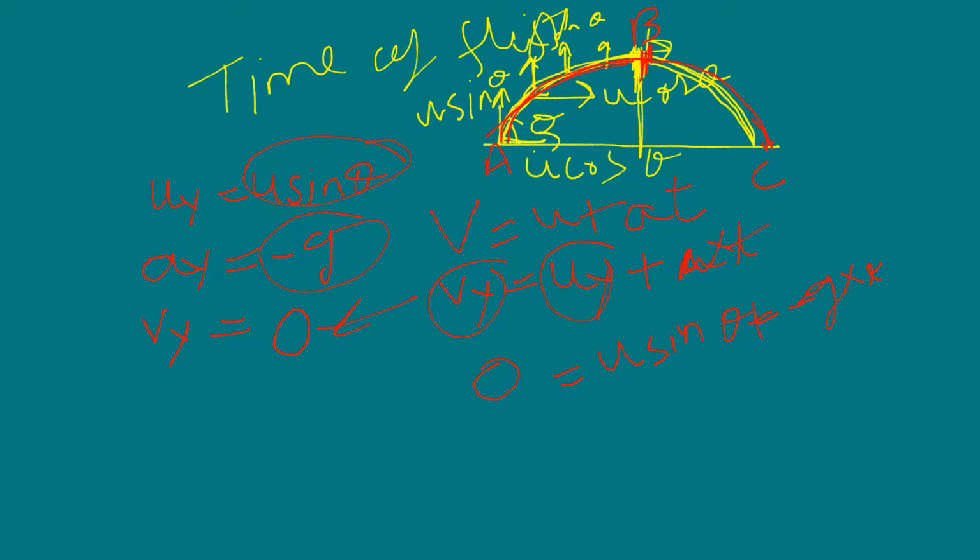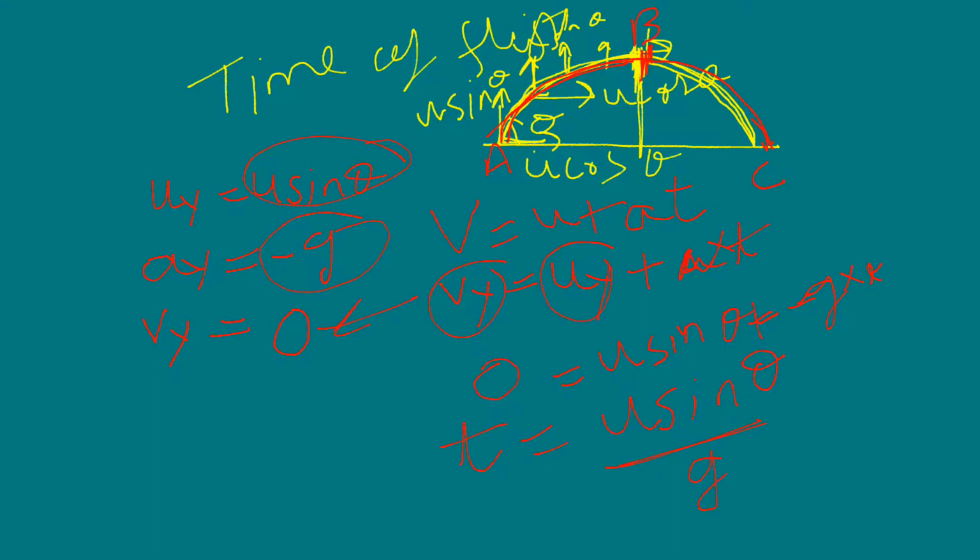So till here we have done. Now we will rearrange this. So t we can take this side. If we write like this, t equals u sin theta upon g, because g will come down, and it is coming from the other direction, so it will become plus g when we substitute the value.